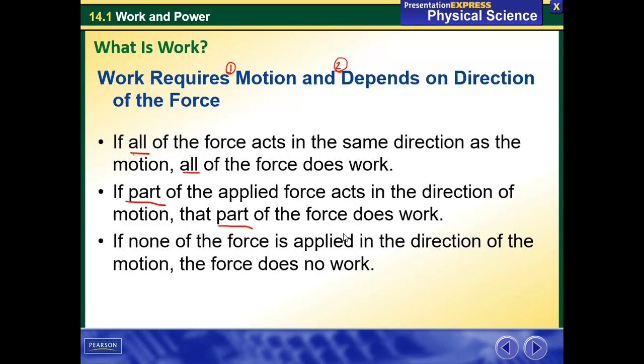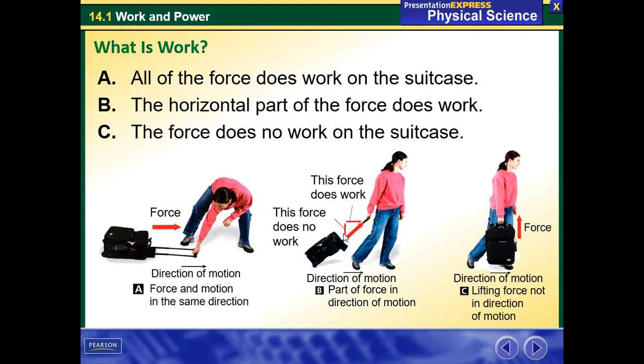And the last statement says if none of the force is in the direction of motion, then that force does absolutely no work. A good example of this is if you are carrying something or lifting something. For example, if you are lifting an object up and you're carrying it forward, the force is not in the same direction as motion. So technically, according to science, when you are holding something and walking across the room, you are not doing any work on that object.